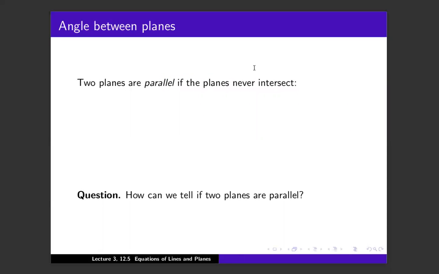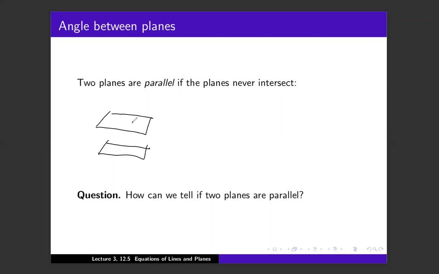Now, meanwhile, two planes are parallel if the planes never intersect. Which is reasonable to think about, right? You've got two planes. We have to be careful when we talk about lines and whether or not they intersect in 3 dimensions, because in 2 dimensions, it's easy. They either intersect or they're parallel. That's not true in 3 dimensions, but it is true for planes. So planes are either parallel or they intersect. And if they're parallel, well, this is the figure that we have.